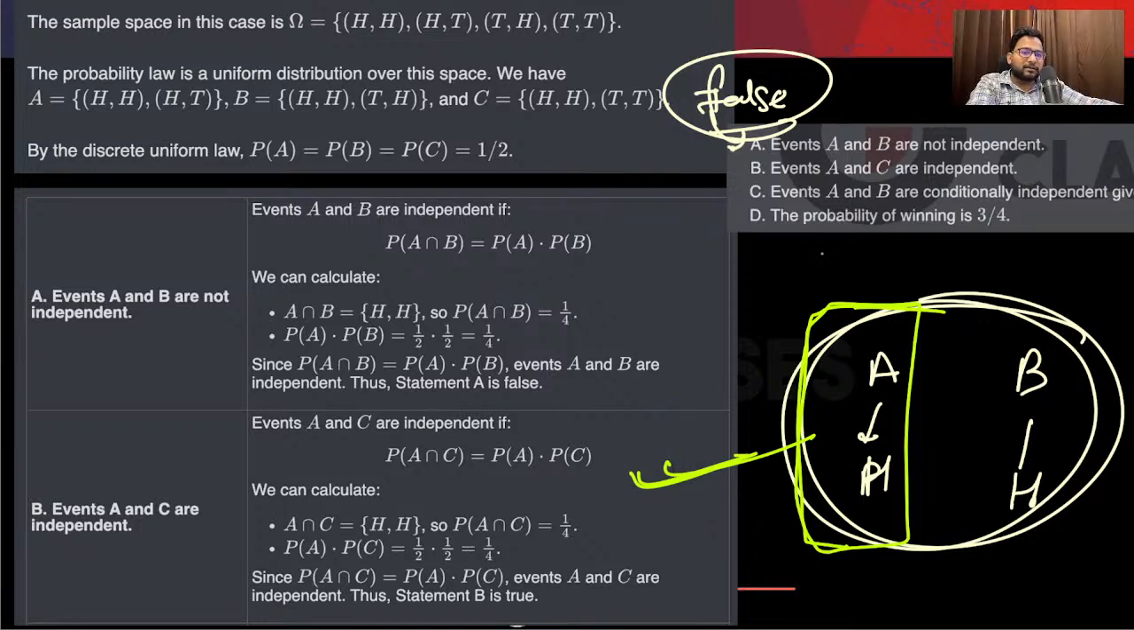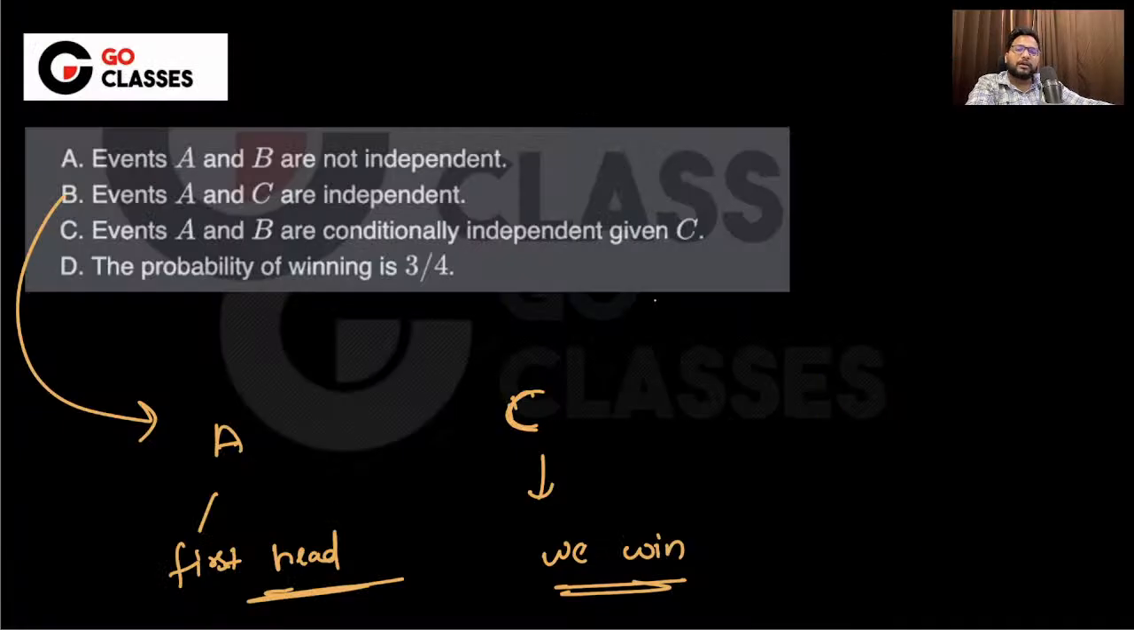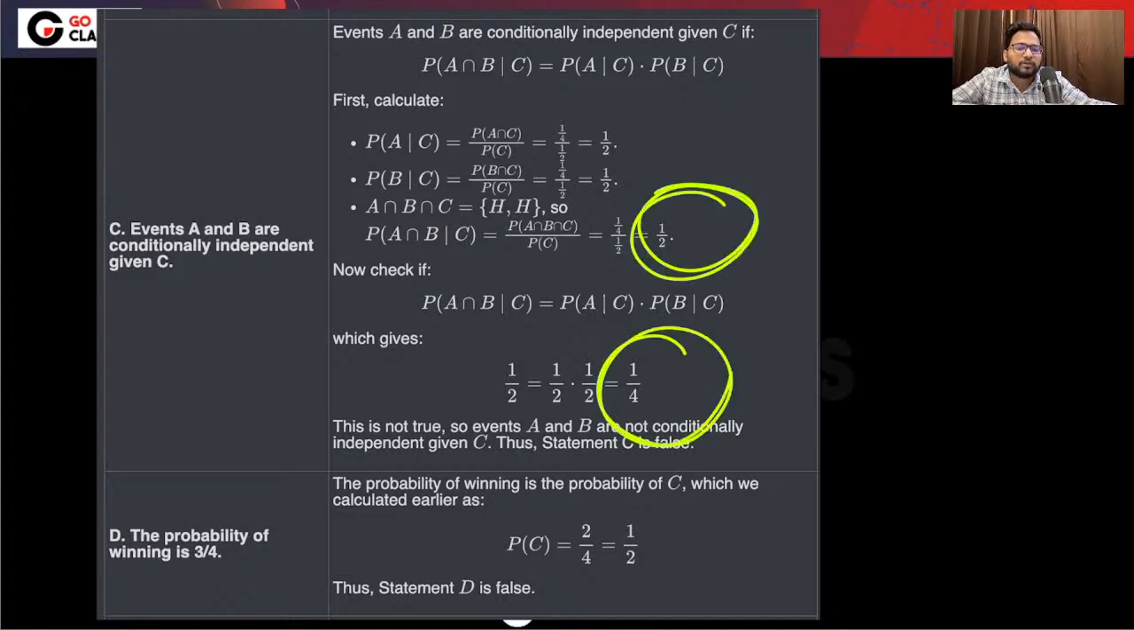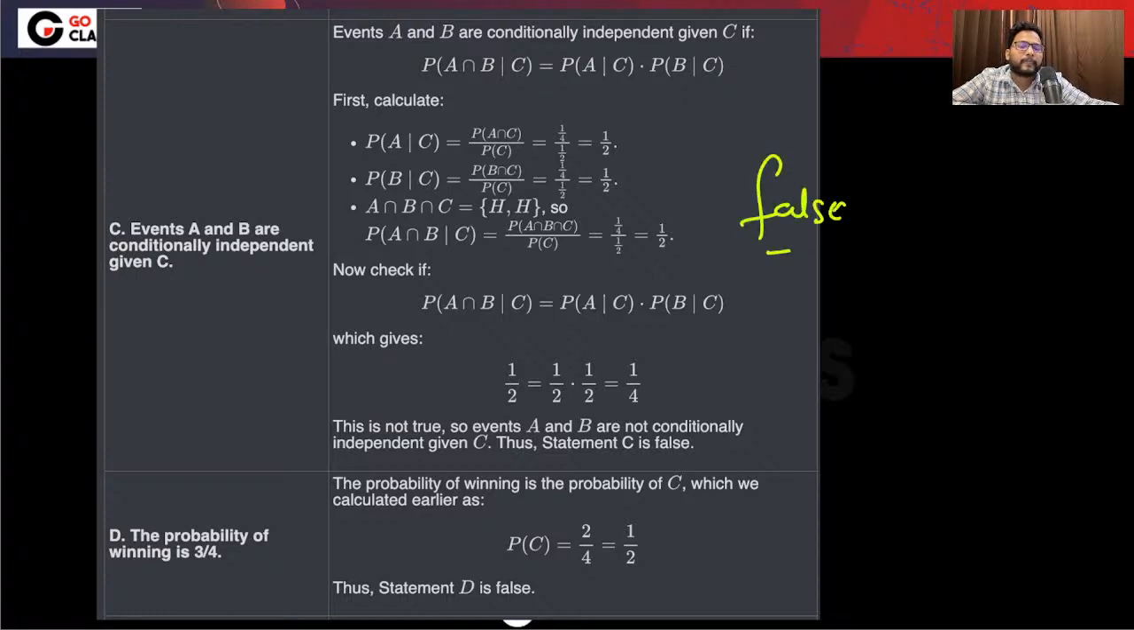Now let's see option C, where we are saying A and B are conditionally independent given C. You can just find out A given C and B given C, and find these probabilities, and then you will see that these two are actually not equal. This is coming out to be 1 by 2, this is coming out to be 1 by 4, so these two are not equal, so this is false.